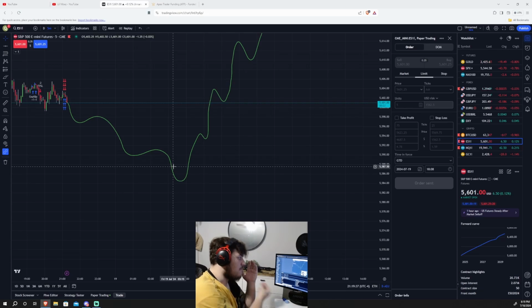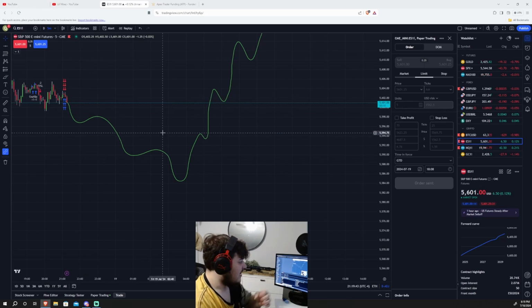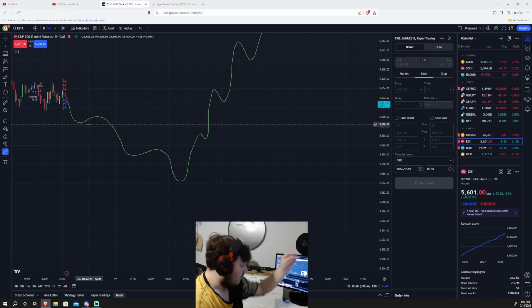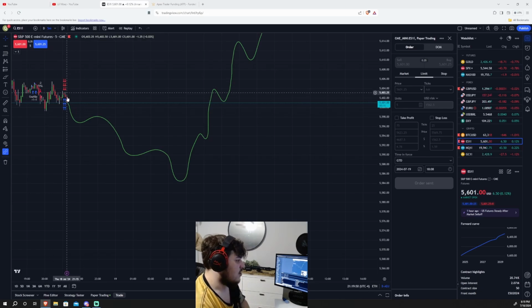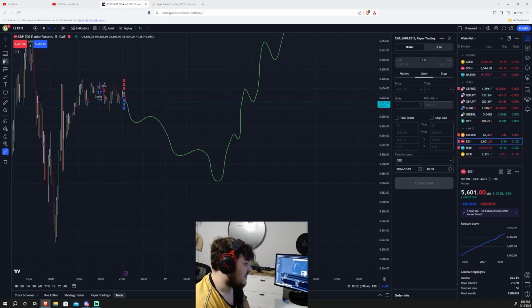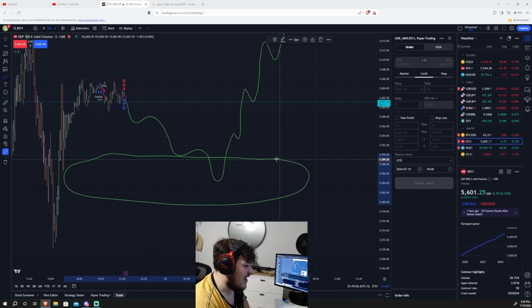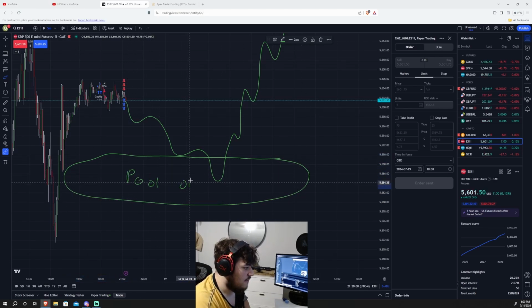Think of magnet, liquidity, it's the same thing. It's what price is attracted to. The liquidity is the magnet, and price is what it's magnetizing. So there's a huge magnet right here. You could think of that as a pool of liquidity.